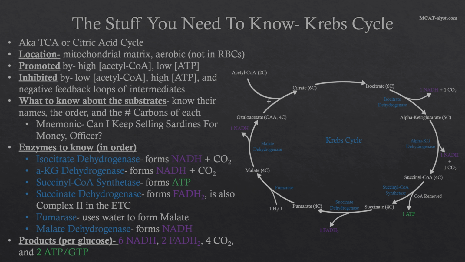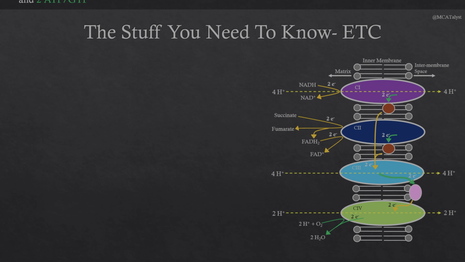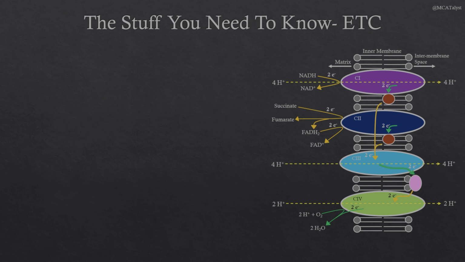Now that we have a whole bunch of these electron carriers, we're actually going to start taking advantage of them. The way that we're going to do that is the electron transport chain. Before we talk about how the electron transport chain works, there's a few important molecules that I'm going to introduce. The first one is going to be ubiquinone, or coenzyme Q.